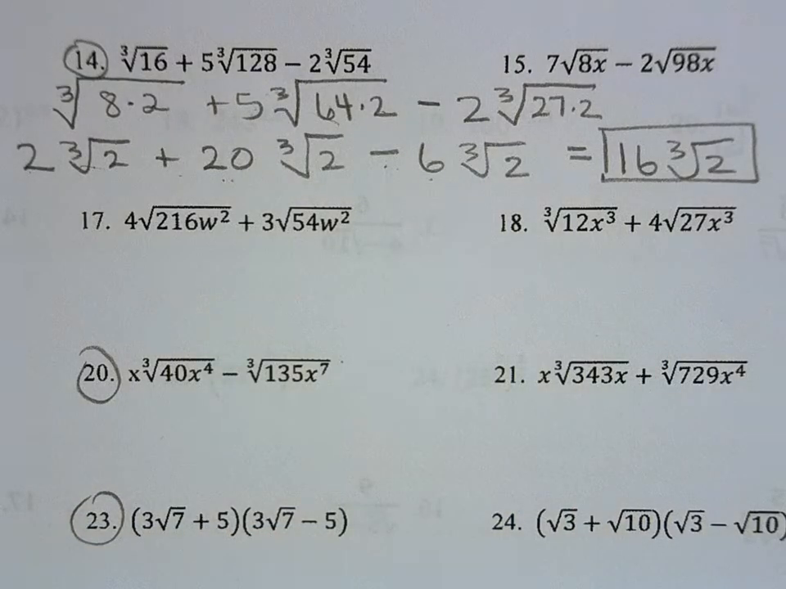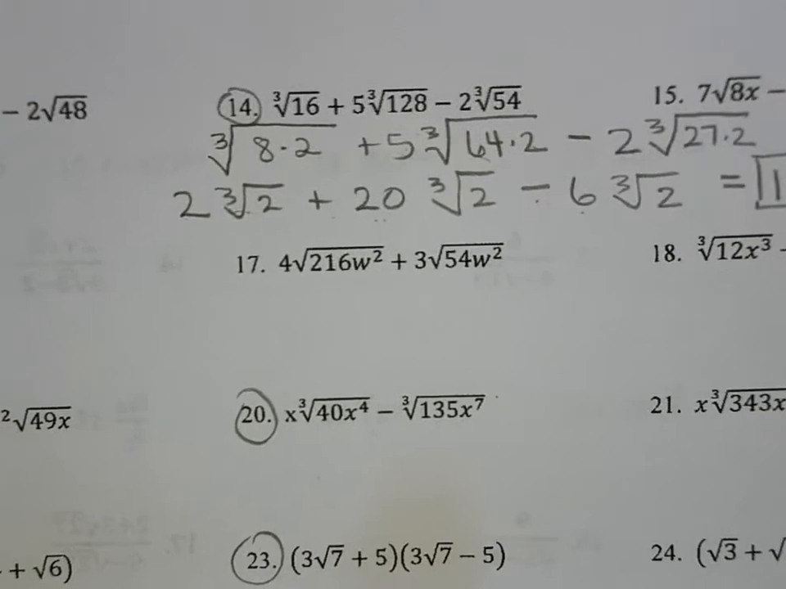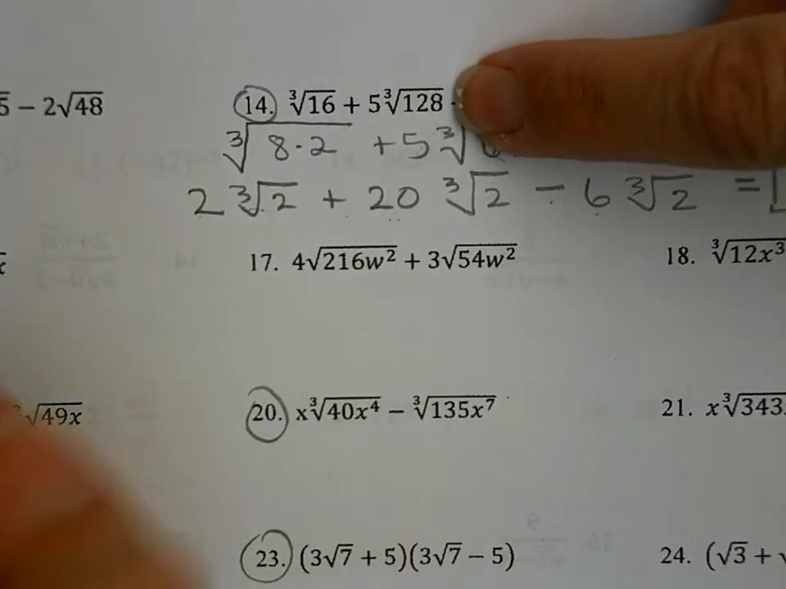Okay, so again, if we don't like this way, we can always do a factor tree, right? So I'll just do it on one of them, just to make sure. Like 128, for example.